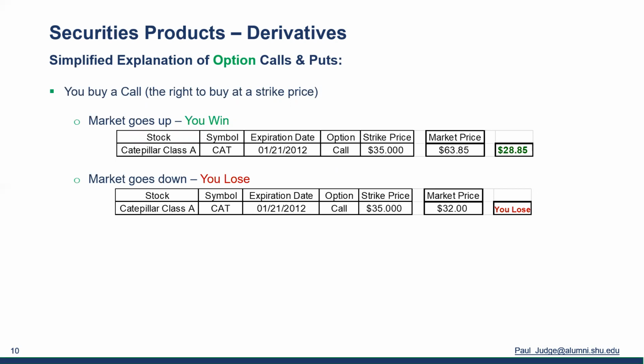Now, if the market goes down, let's say you bought the same call on Caterpillar at the same date at a strike price of 35, but the market, it's only worth $32. Then you lose everything. So again, a call is betting that the price on the market will be more than your strike price. If it's more than your strike price, you get paid. If the market price at expiration is less than your strike price, then you lose, you get nothing.